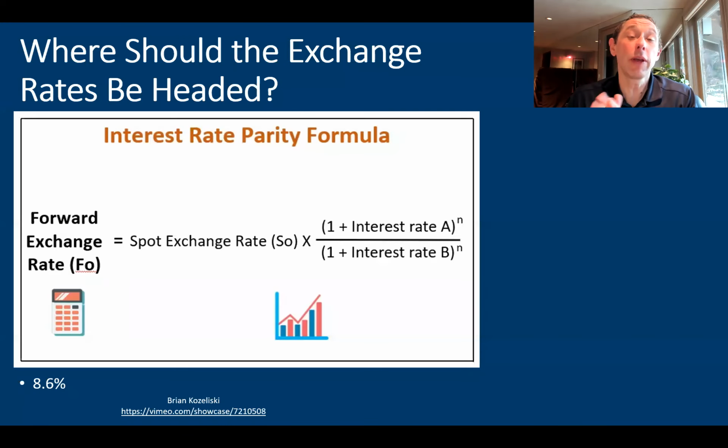Now, another thing we could do is look at interest rate parity. Basically, this says we can create an arbitrage between two currencies based on how much interest you get in one country versus the other. And in this case, Bitcoin actually does have a deposit rate. So depending on how many Bitcoin you have, you can earn up to 8.6% on that deposit.